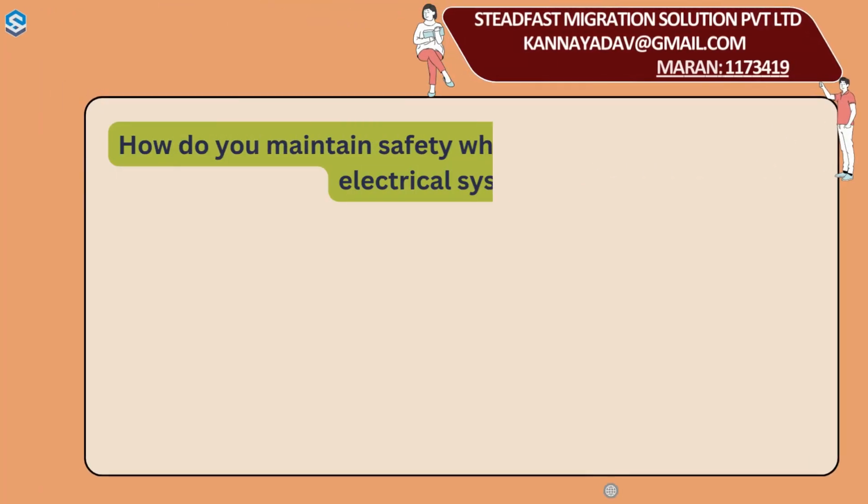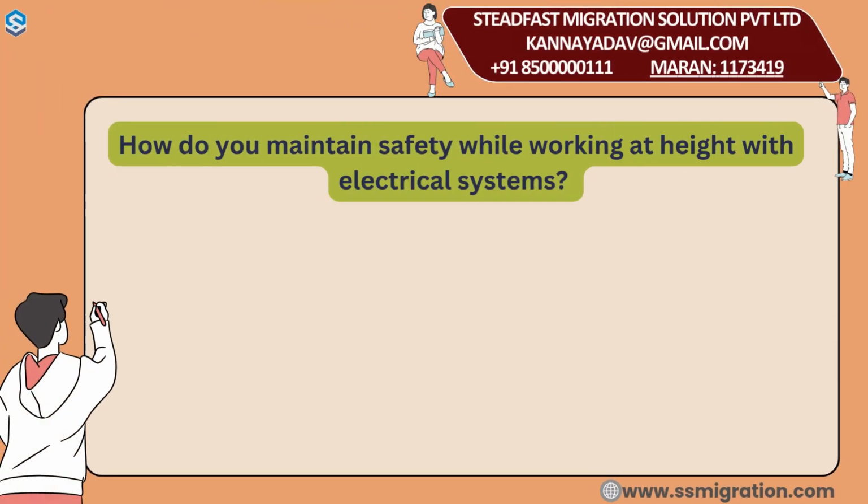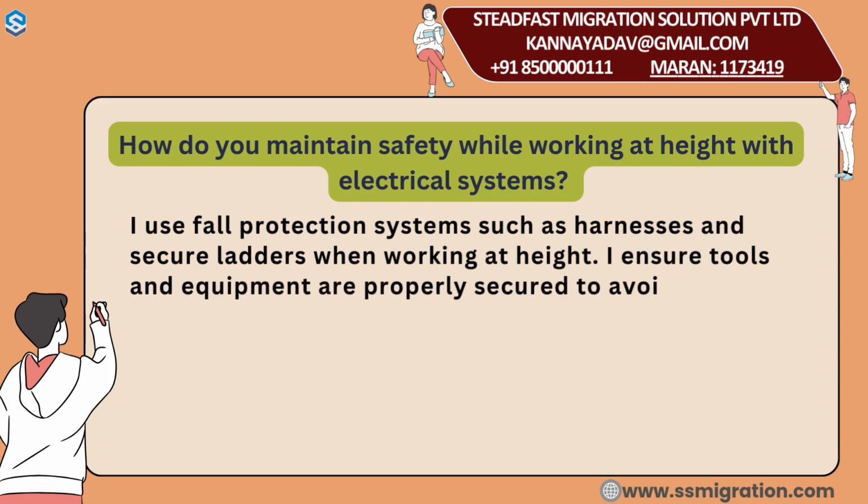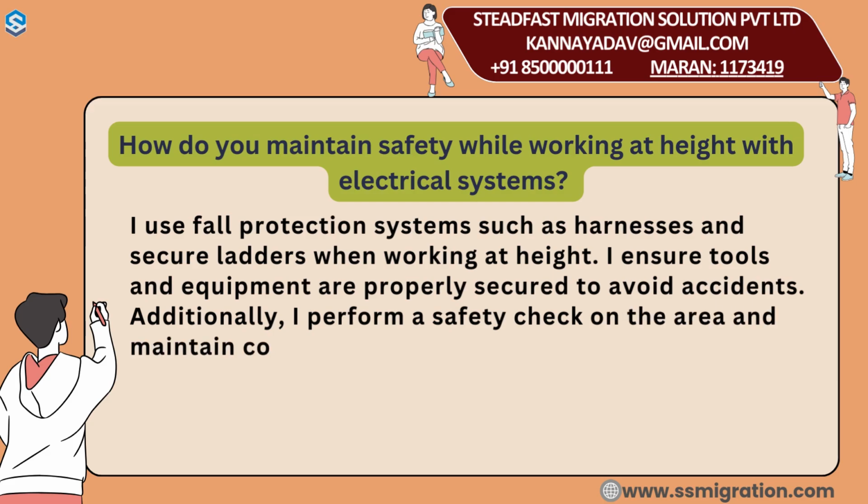How do you maintain safety while working at height with electrical systems? I use fall protection systems such as harnesses and secure ladders when working at height. I ensure tools and equipment are properly secured to avoid accidents. Additionally, I perform a safety check on the area and maintain constant communication with the team.